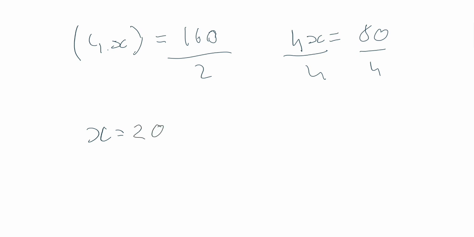So x equals 20. We can plug this back into the equation 2 times 4x, and this will give us this here, this equals, work out what's inside the bracket. Inside the bracket we have 80, and then 2 times 80 is 160. So we know the answer to this equation.